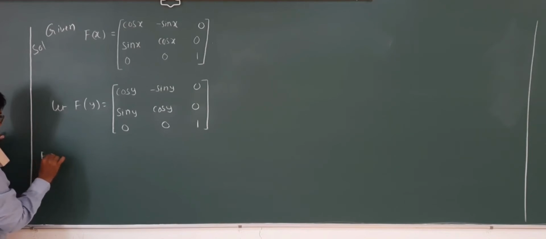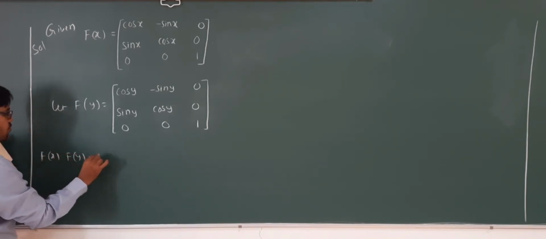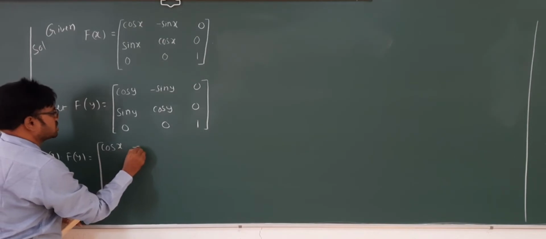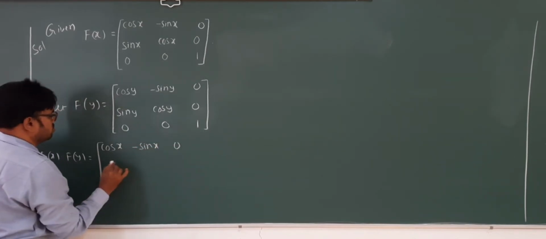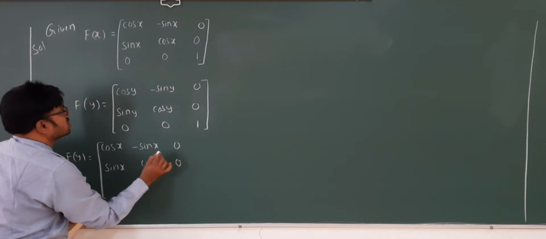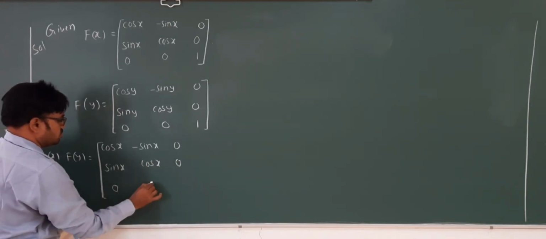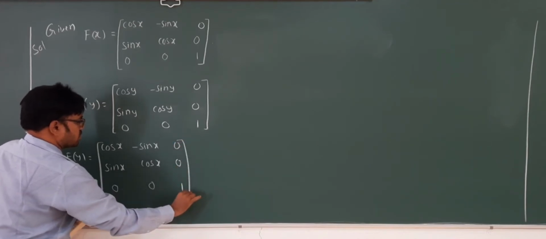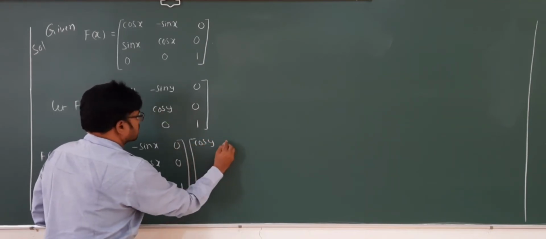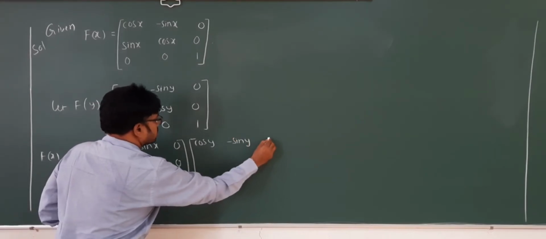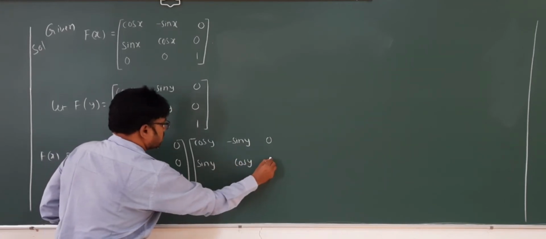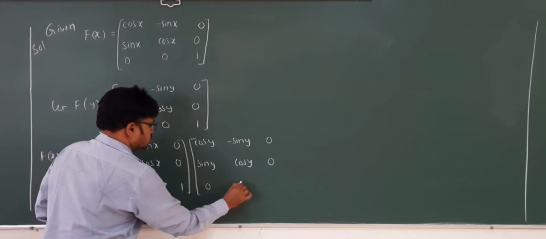Now take this f of x into f of y. Now this f of x is cos x, minus sin x, 0; sin x, cos x, 0; 0, 0, 1, into this matrix, cos y, minus sin y, 0; sin y, cos y, 0; 0, 0, 1.